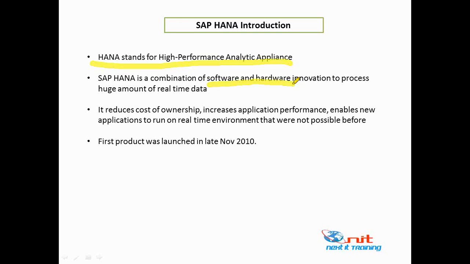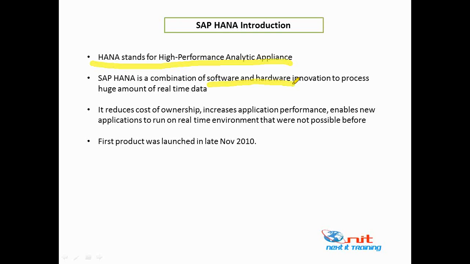First we'll see what this hardware innovation is. Hardware is nothing but increasing the RAM, and we will see more advantages of SAP HANA in the next slides. There is also something called software. These are the approaches for how to fetch the data, using different mechanisms. That is software innovation.